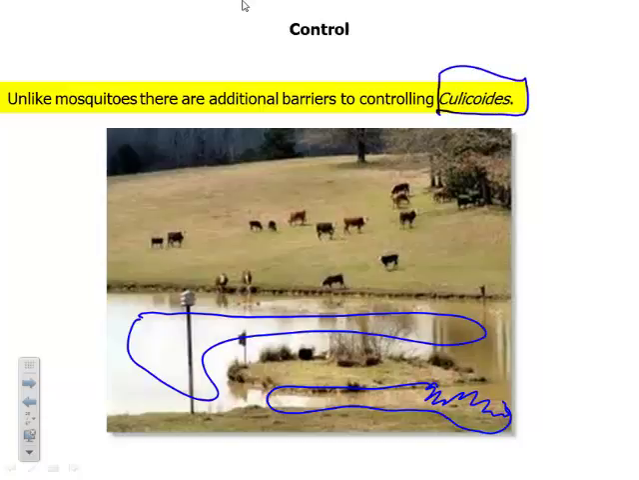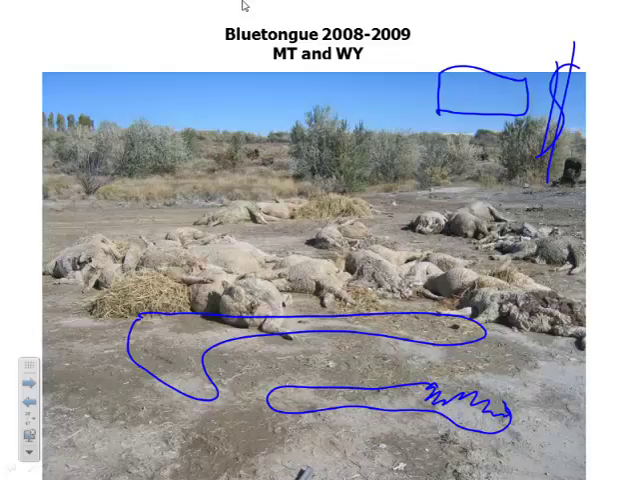On top of that, pest control companies have not spent the money to label products for Culicoides biting midge control that may have been labeled for mosquito control. So it's a much more complicated question to control them.